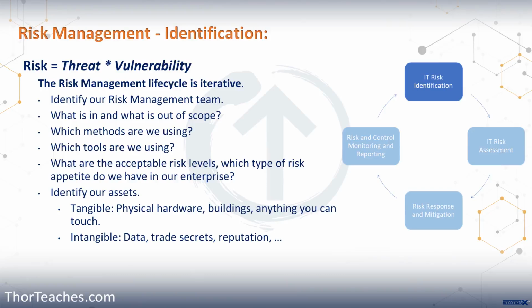And tangible just means something you can physically touch. Our equipment, our facility, the physical things that we need to function as a business. The intangible ones are the ones we can't touch. That is the data on our system, our trade secrets, our reputation, things you cannot touch.